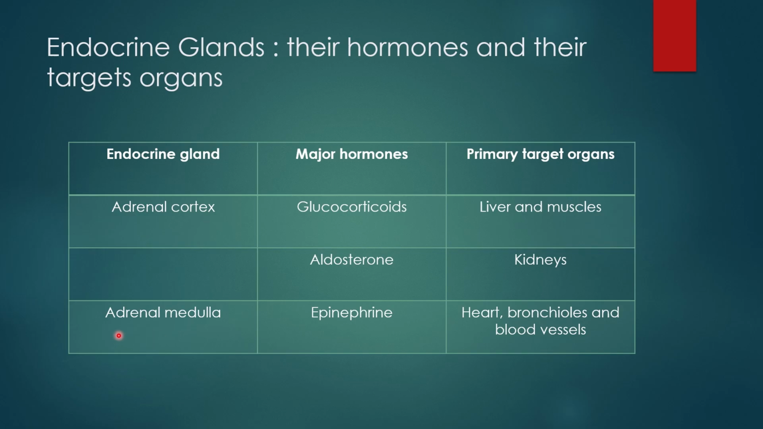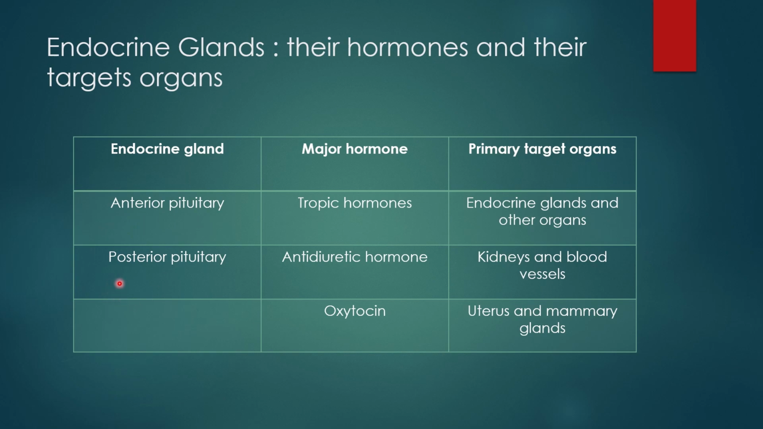Adrenal cortex and adrenal medulla are the two glands that are present at the kidney. Adrenal cortex produces two major hormones, that is glucocorticoids and aldosterone. Glucocorticoids target the liver and muscles, and aldosterone targets the kidneys. Adrenal medulla produces the epinephrine hormone, and this epinephrine hormone targets the heart, bronchioles, and blood vessels for their regulation.